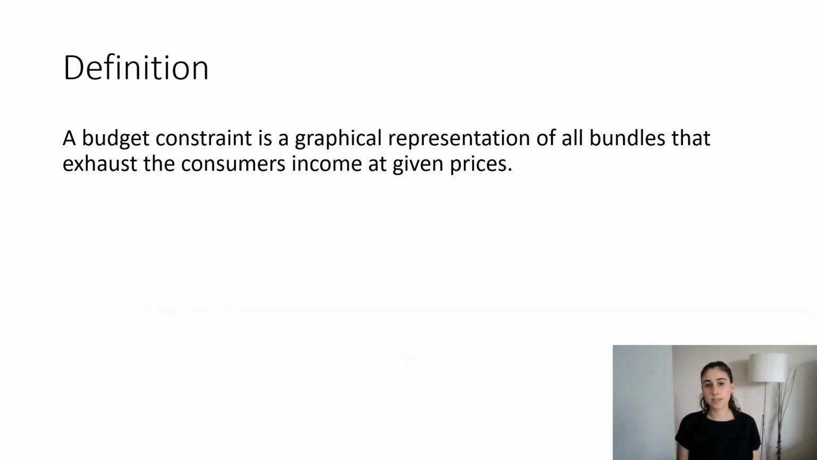A budget constraint is a graphical representation of all bundles that exhaust the consumer's income at given prices. For example, if the consumer's income was $200, a budget constraint would represent all possible combinations of two goods that the consumer could purchase worth $200.